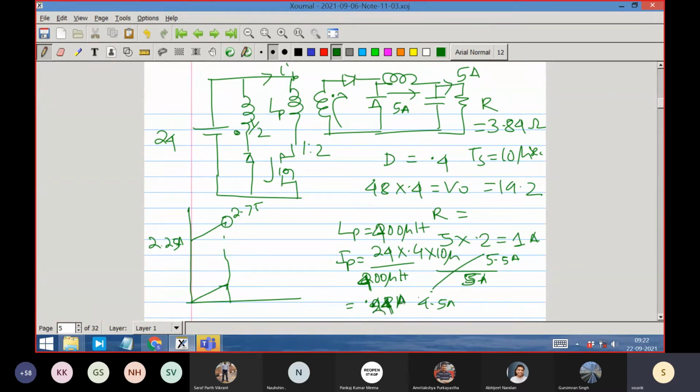So 240 milliampere is the peak. So this peak is 240 milliampere. So overall current is getting a shape of this plus 240 milliampere. So the peak will be 2.75 plus 0.24. So how much is it? 2.99 ampere. So this is 2.99 as well.